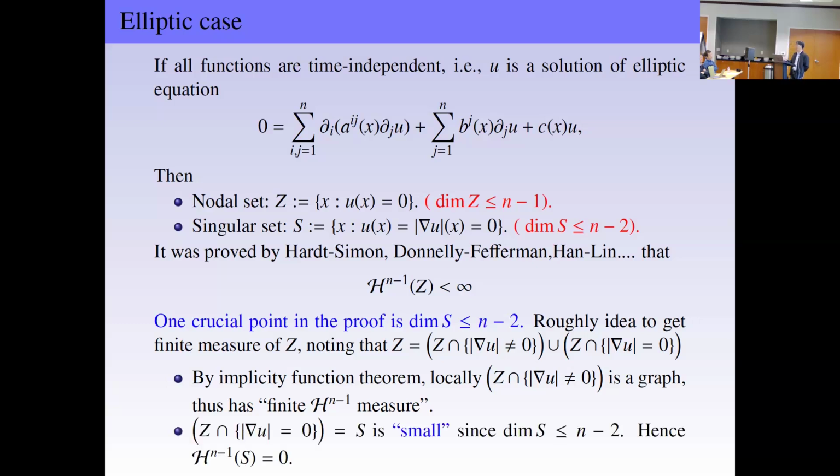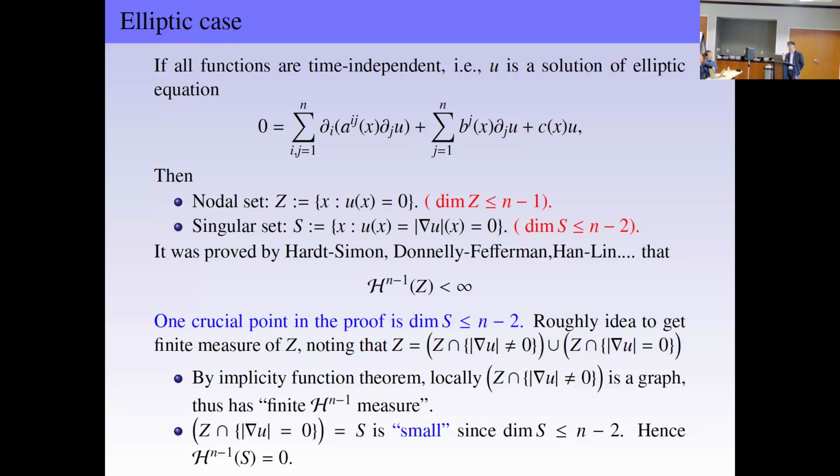The other part is the degenerate part. The degenerate part, we know that it's very small compared to the nodal set, since the dimension is smaller than that of the nodal set. So the dimension of S is less than or equal to n minus 2, so the (n-1)-measure is 0. Combining these two, we can imagine that we will have a finite measure of the nodal set. So you can see from this proof that the singular set plays a very important role in the study of the nodal set, since the degenerate part is very small compared to the nodal set.